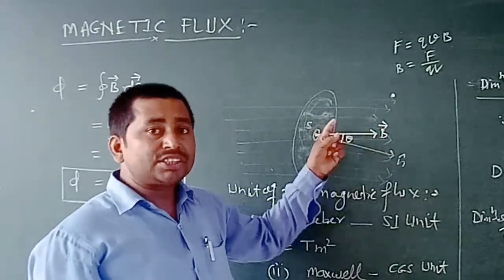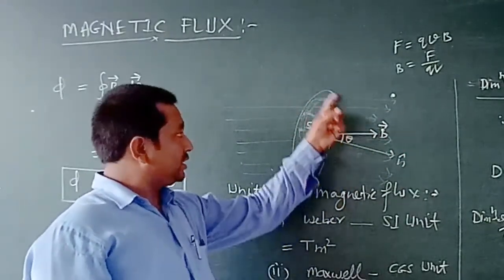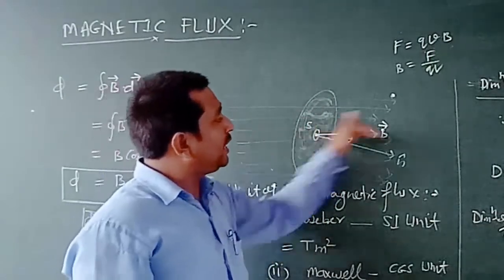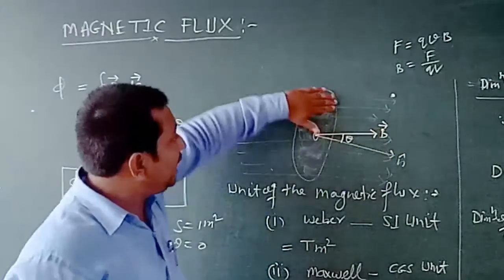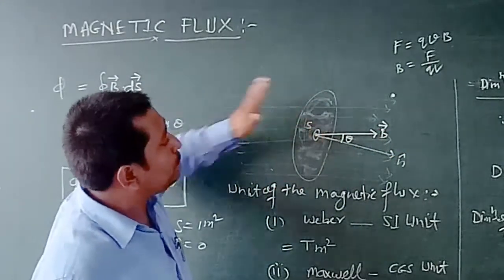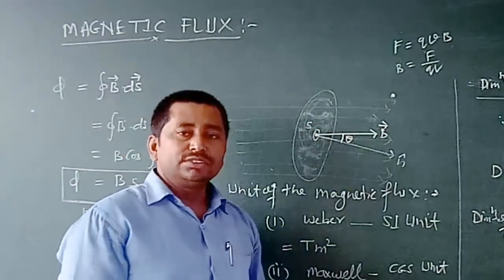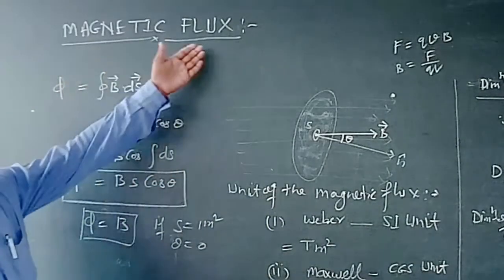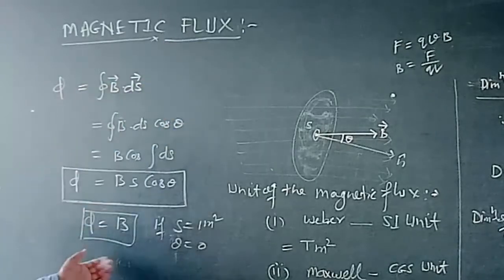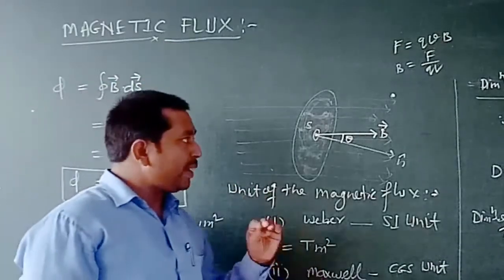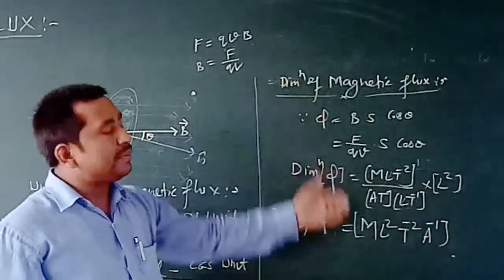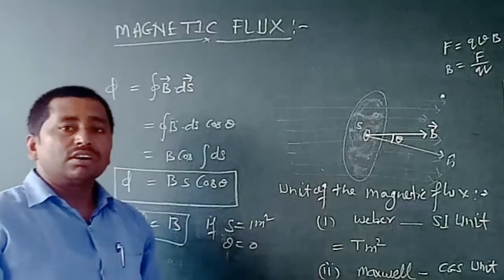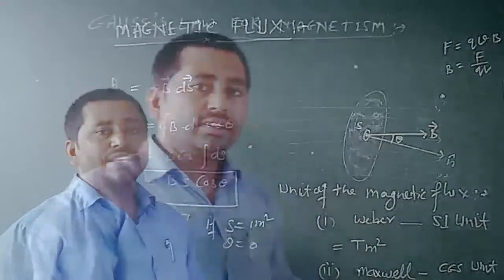It means the area vector of the disc is placed just parallel to the magnetic field. It means the plane of this disc is placed perpendicular to the magnetic field. So this is a simple concept by which we can define the magnetic flux. So this is the magnetic flux, and this is the unit of magnetic flux, and this one is the dimension of the magnetic flux. Now let us come to the next topic, that is known as Gauss law for magnetism.